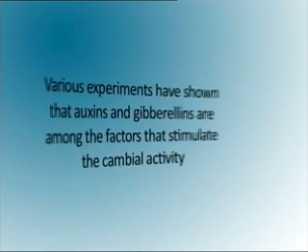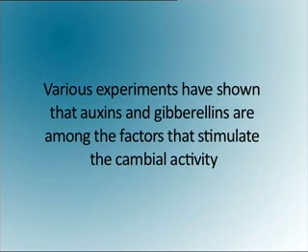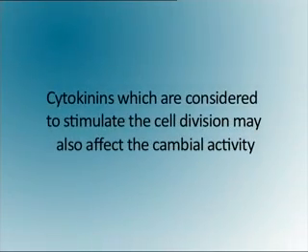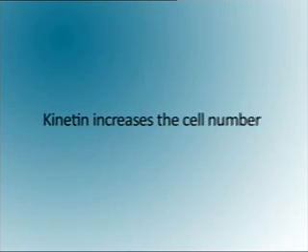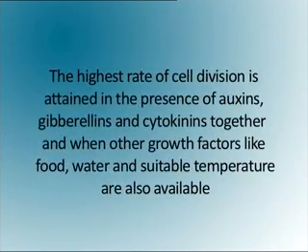spring. Various experiments have shown that auxin and gibberellin are among the factors that stimulate the cambial activity. Probably the auxin produced in the growing buds is basipetally translocated in the stem and induces cambial divisions. Cytokinins, which are considered to stimulate cell division, may also affect the cambial activity. Kinetin increases the cell number. The highest rate of cell division was attained in presence of auxin, gibberellin, and kinetin together, and when other growth factors like food, water, and temperature are also available.